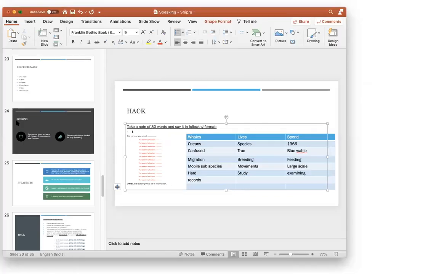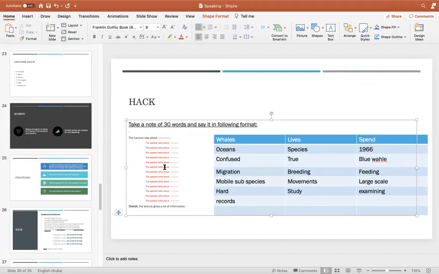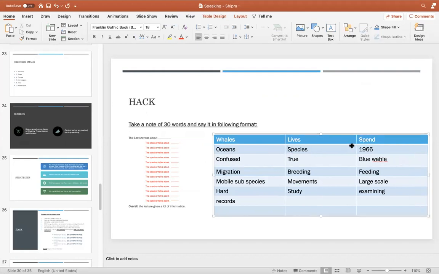If you say the lecture talks about and all that, and then... It doesn't flow in a sequence when you get marks for the sequence. That's why you add "and" to make it sound like a sentence. Now, if you say the lecture was about ocean species in 1996, that will be in a flow. But if you say the lecture was about oceans species 1966, so you take a gap between the words, then it's not going to sound like a sentence, and that's when you will miss marks.